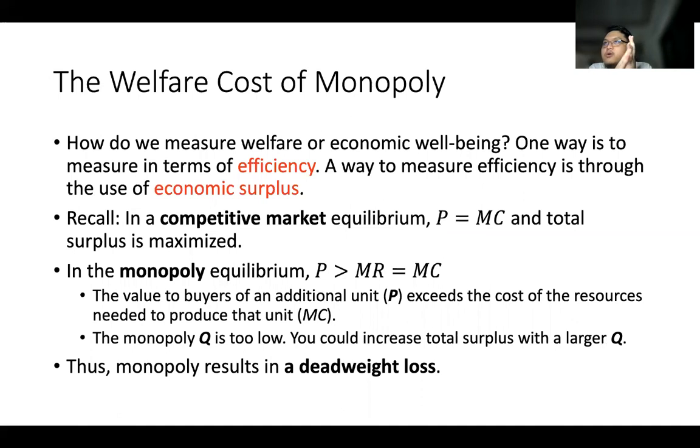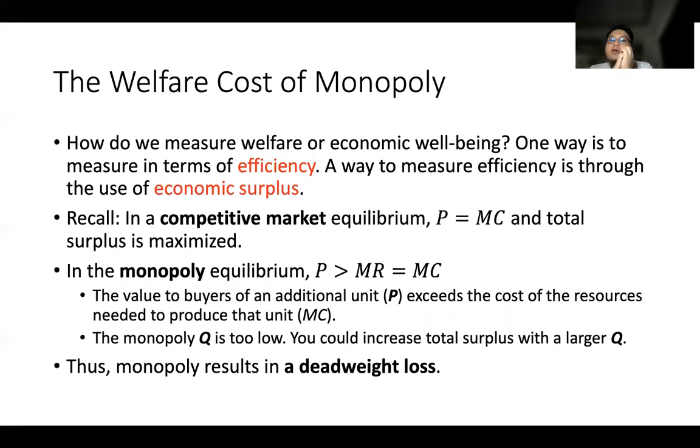Now we discuss the welfare cost of monopoly, right? How do we measure it if prices are being dictated by one firm? One way is to measure in terms of efficiency, as we've discussed in Pareto efficiency in the previous discussion. A way to measure efficiency is through the use of economic surplus, as we've delved into deeply in the previous discussion.